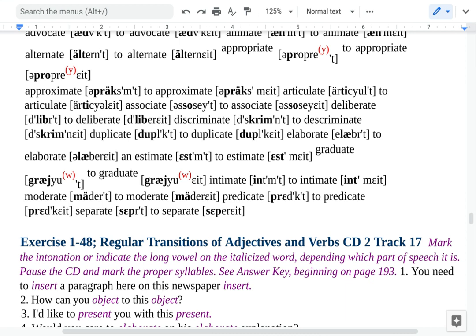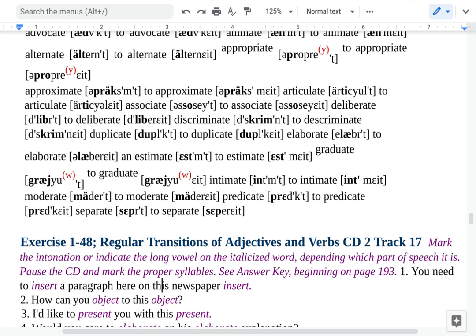2. How can you object to this object? 3. I'd like to present you with this present. 4. Would you care to elaborate on his elaborate explanation? 5. The manufacturer couldn't recall if there'd been a recall. 6. The religious convert wanted to convert the world. 7. The political rebels wanted to rebel against the world.